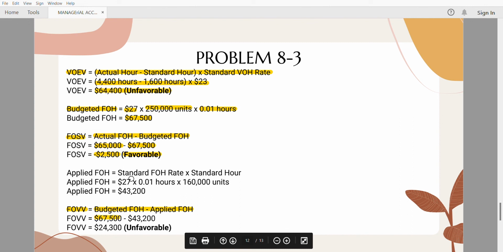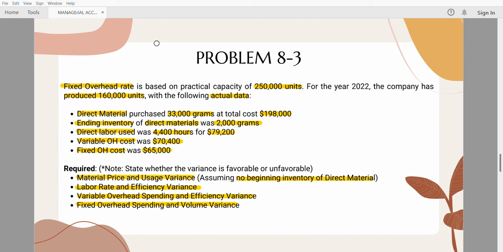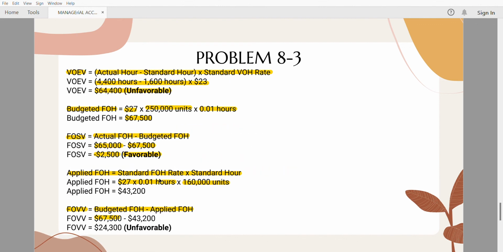But for applied FOH, we haven't found it. Applied FOH has the formula of standard FOH rate times standard hour. The standard FOH rate and hours are still the same as this, but the amount of 160,000 units is different. Why? Because for the applied one, we want to see how much is actually applied using standard costing. So we have produced 160,000 units. That's why we calculate it and get 43,200. Then we just put it in the formula, and we get 24,300, and it's unfavorable since it's positive.